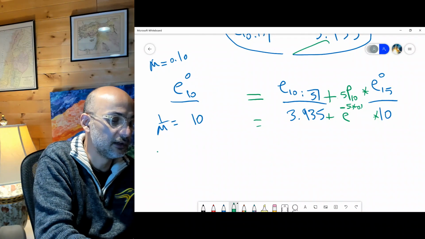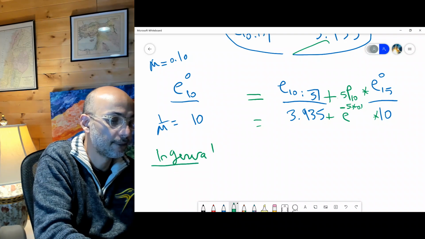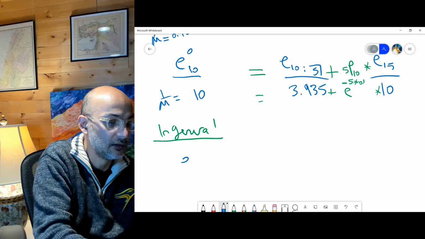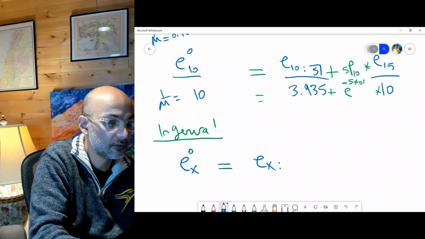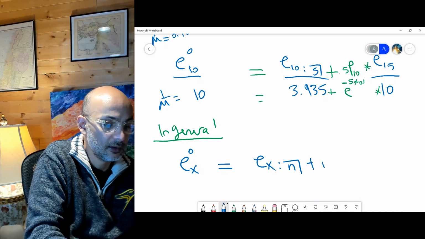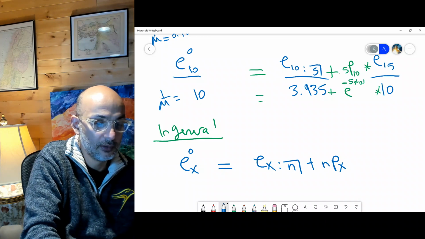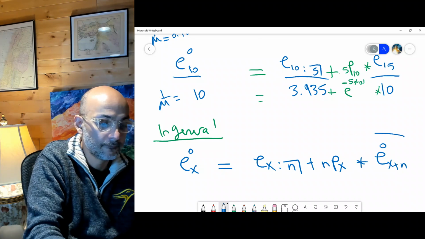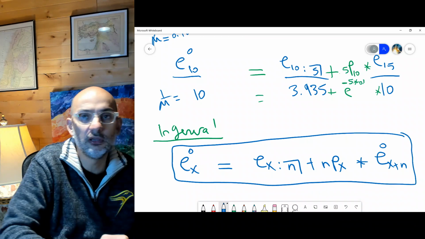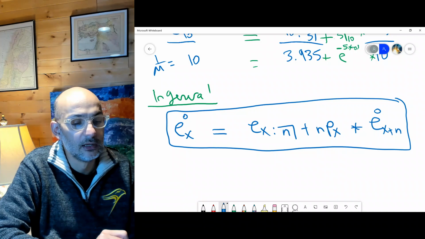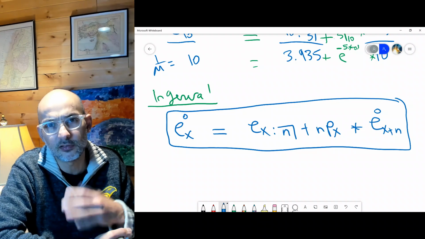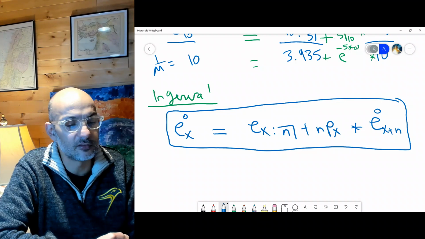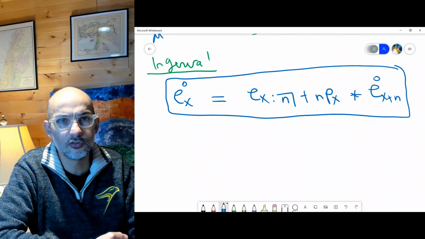So let's generalize this relationship. If you have e_x, this can be equated by e_x:n plus npx multiplied by e_(x+n). It's a very good relationship to keep in your mind. It's very good to memorize it, because sometimes I can ask questions to play with it, and those who take actuarial mathematics, it's a common question in the exam that you'll have something built on this relationship. So it's good to know this little relationship.